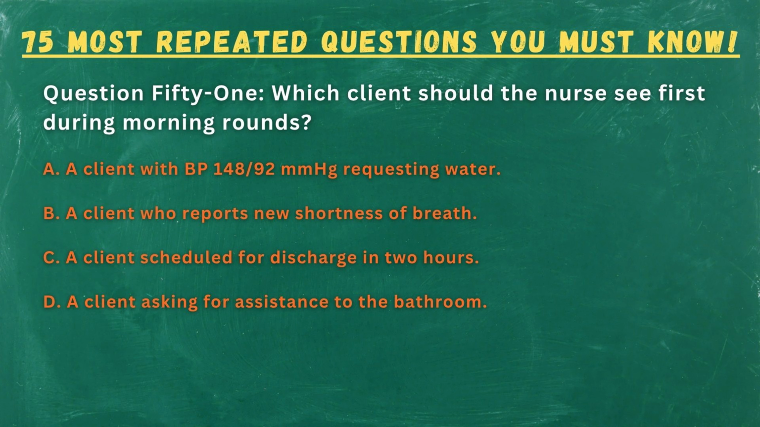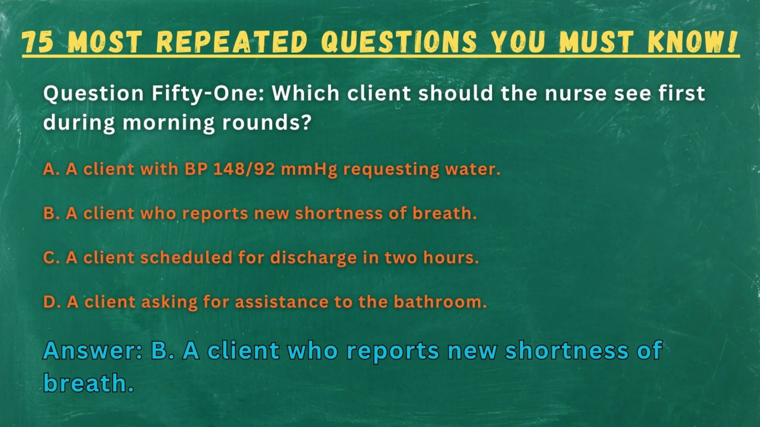Question 51. Which client should the nurse see first during morning rounds? A. A client with BP 148/92 mmHg requesting water. B. A client who reports new shortness of breath. C. A client scheduled for discharge in 2 hours. D. A client asking for assistance to the bathroom. Answer, B. A client who reports new shortness of breath.